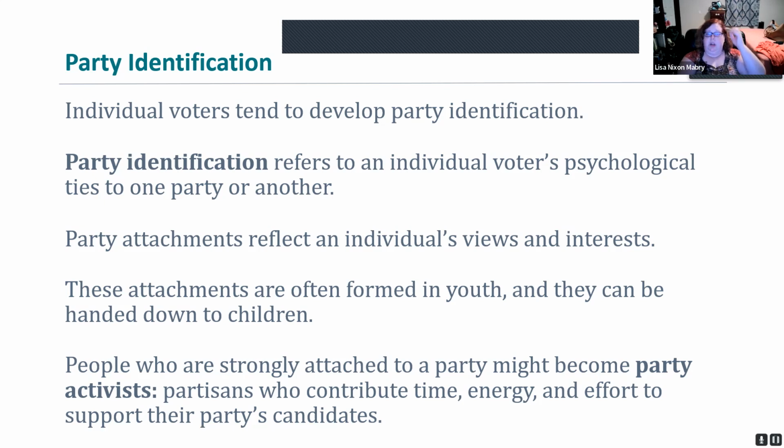A lot of people who bleed blue or bleed red, who are very Democrat or very Republican, might choose to do more than just vote. They become really engaged in the political process on a different level and start being more active within their own political party. Your book defines those as party activists, which are partisans who contribute time, energy, and effort to support their party and its candidates.